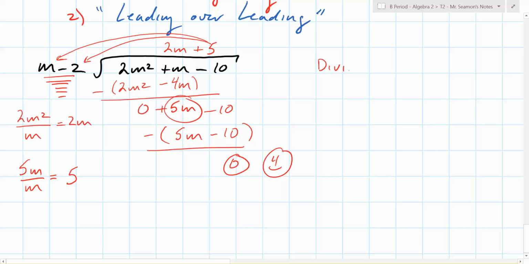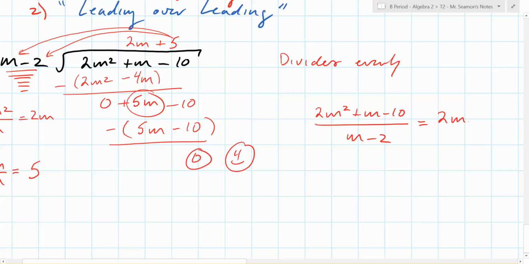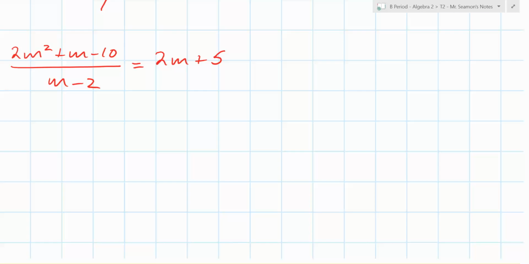It divides evenly. Like how many times does 2 go into 8? 4 times evenly, because there's no remainder. What does this tell us, everybody? It tells us that 2m squared plus m minus 10 over m minus 2 equals what? 2m plus 5. That's what we just figured out.